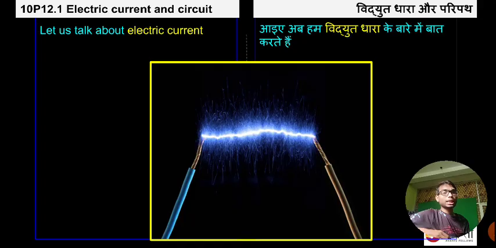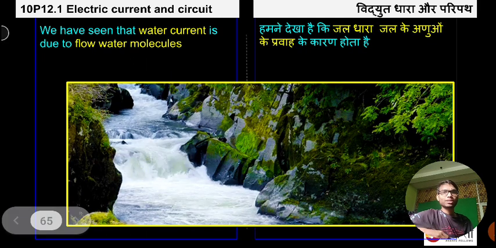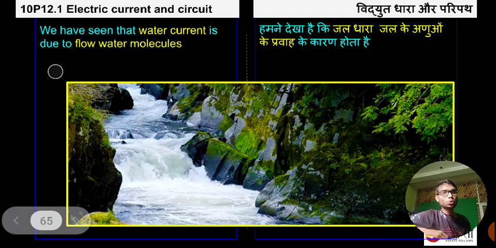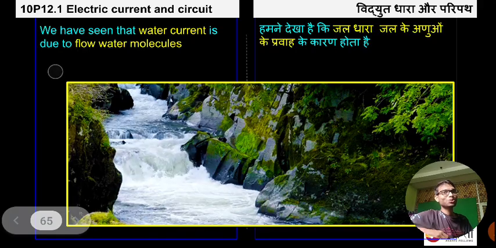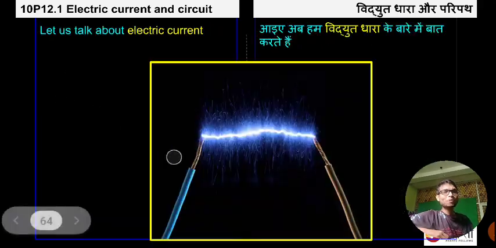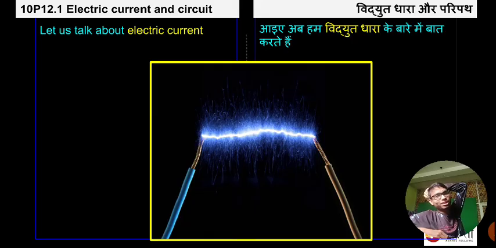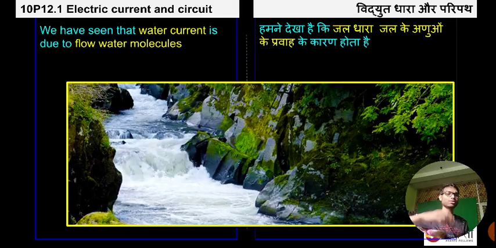Let us talk about electric current. Same here we will learn, but the speed of electricity. Here we have seen that water current is due to flow of water molecules. In this we will realize that electrons are more. If electrons are more, then we would say current is more. If electrons are less, you would say current is less. Electric current is less. Let's visualize.